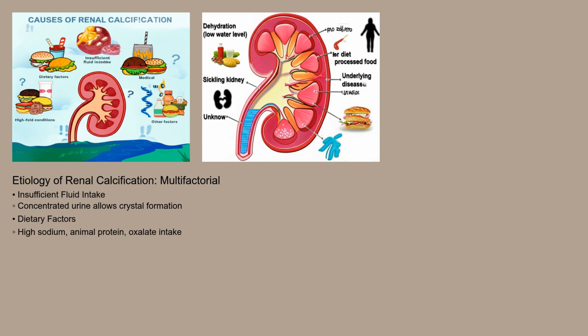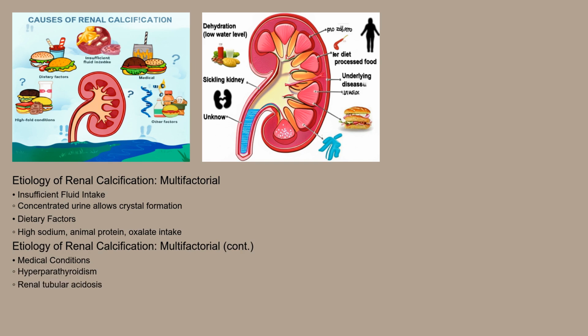Certain medical conditions such as hyperparathyroidism, renal tubular acidosis, and inflammatory bowel disease can also predispose individuals to stone formation. Furthermore, some medications, including certain diuretics and antacids, can contribute to the development of renal calcification. Genetic predisposition is also a factor, meaning if your family members have a history of kidney stones, you're more likely to develop them as well.